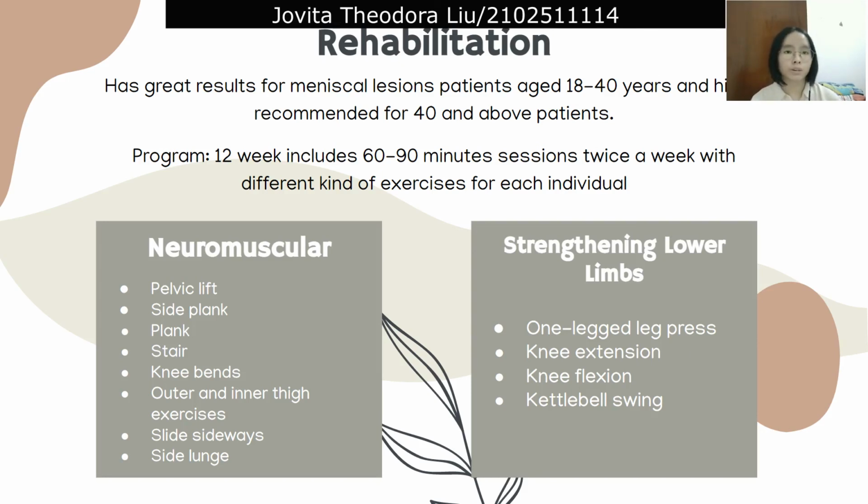The first one is neuromuscular. It includes pelvic lift, side plank, stair, knee bends, outer and inner thigh exercise, slide sideways, and side lunge. The second one is strengthening lower limbs. It includes one leg press, knee extension, knee flexion, and kettlebell swing.